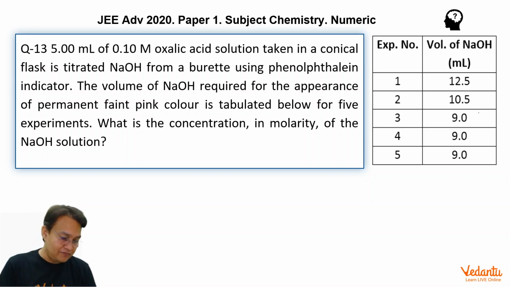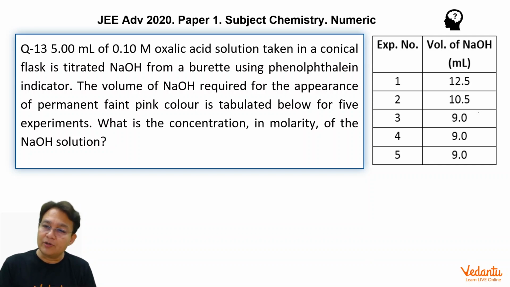In this problem, 5 ml of 0.1 M oxalic acid solution was taken in a conical flask and was titrated with NaOH from a burette using phenolphthalein as indicator. You know that at the end point the phenolphthalein will become a faint pink color, and you will stop the titration. During this titration, the experiment was carried out 5 times.